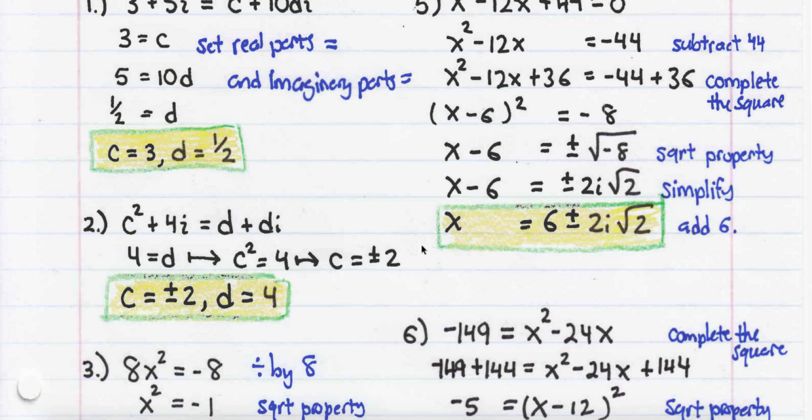So for 5, 6, and 7, you could have also used the quadratic formula, and if you had followed the formula carefully, you'd also get these solutions as well.